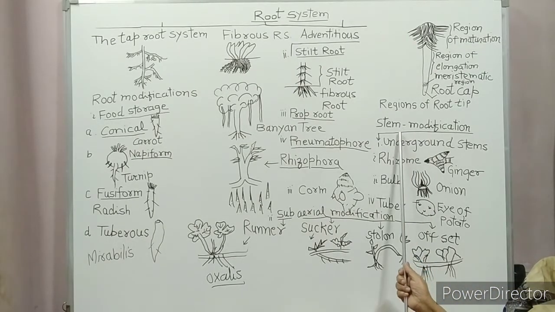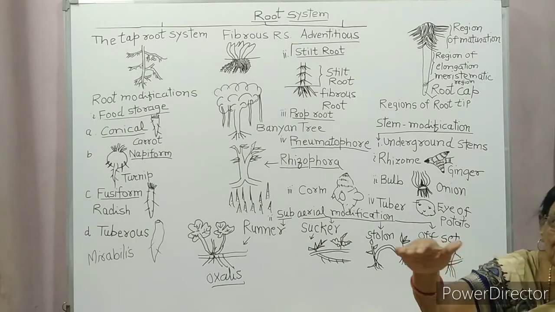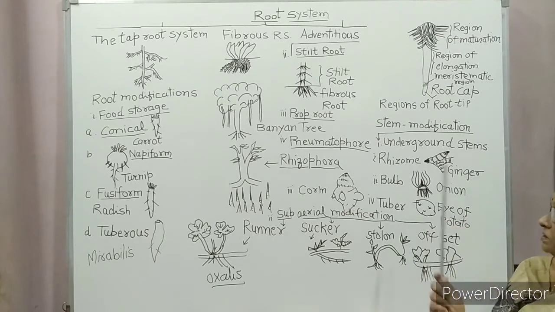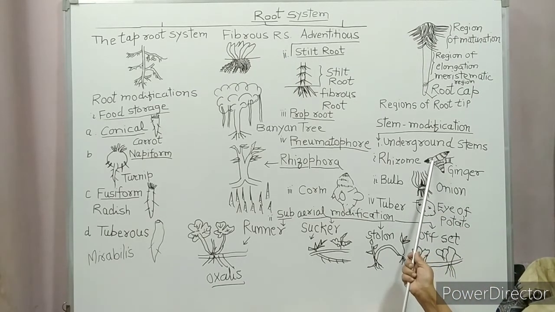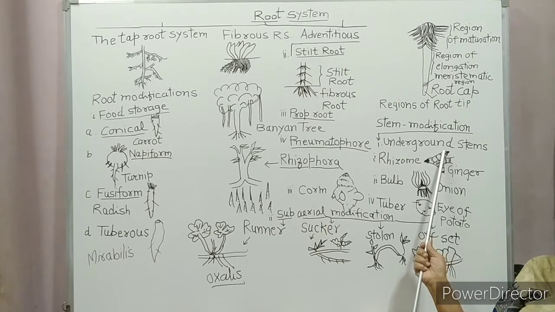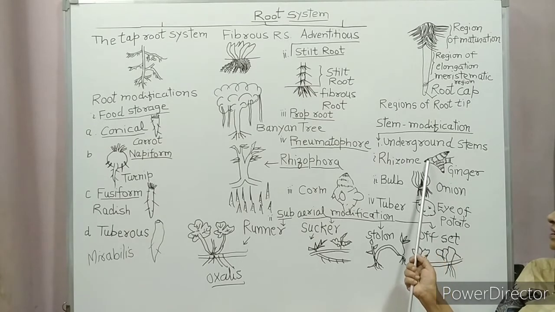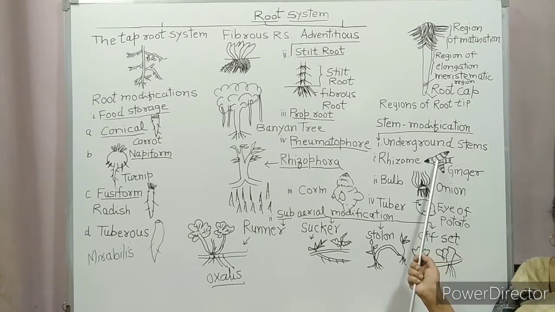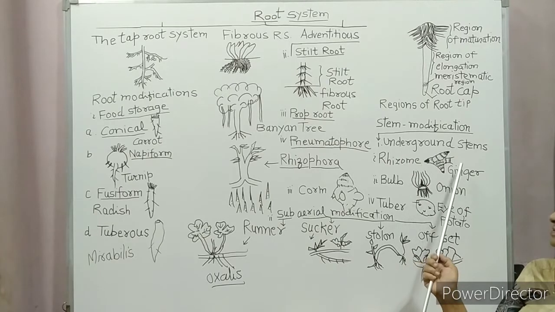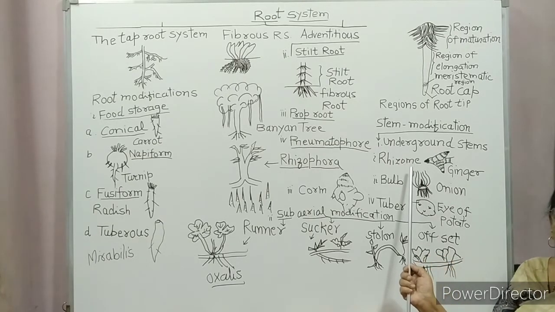Underground modification of stem is rhizome. Example, ginger. You have seen the stem of ginger grows prostrate under the soil. This stem has scars which show the node. From the node develop adventitious root. Because it is a stem, it has apical and axillary bud. So ginger stem is called rhizome.